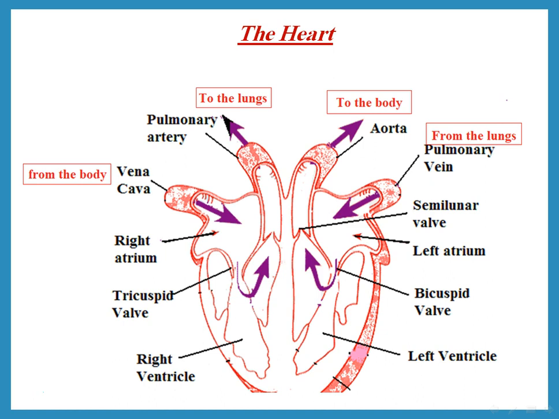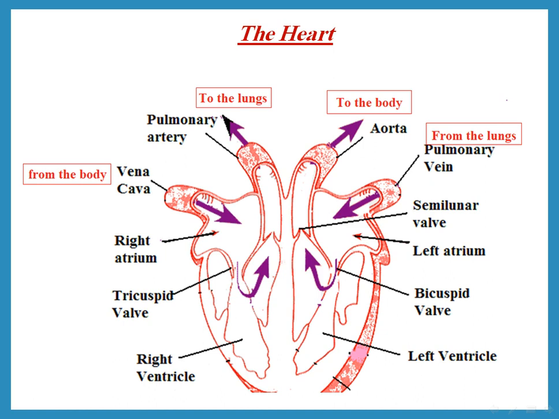So if we say that blood is coming from anywhere in your body, blood coming from the legs, blood coming from the arms, blood coming from the brain, it will go to the heart. It will enter into the heart through the vena cava. Can you see that? So the vena cava is a vein, which is a type of blood vessel. It's a vein that is bringing blood to the heart.